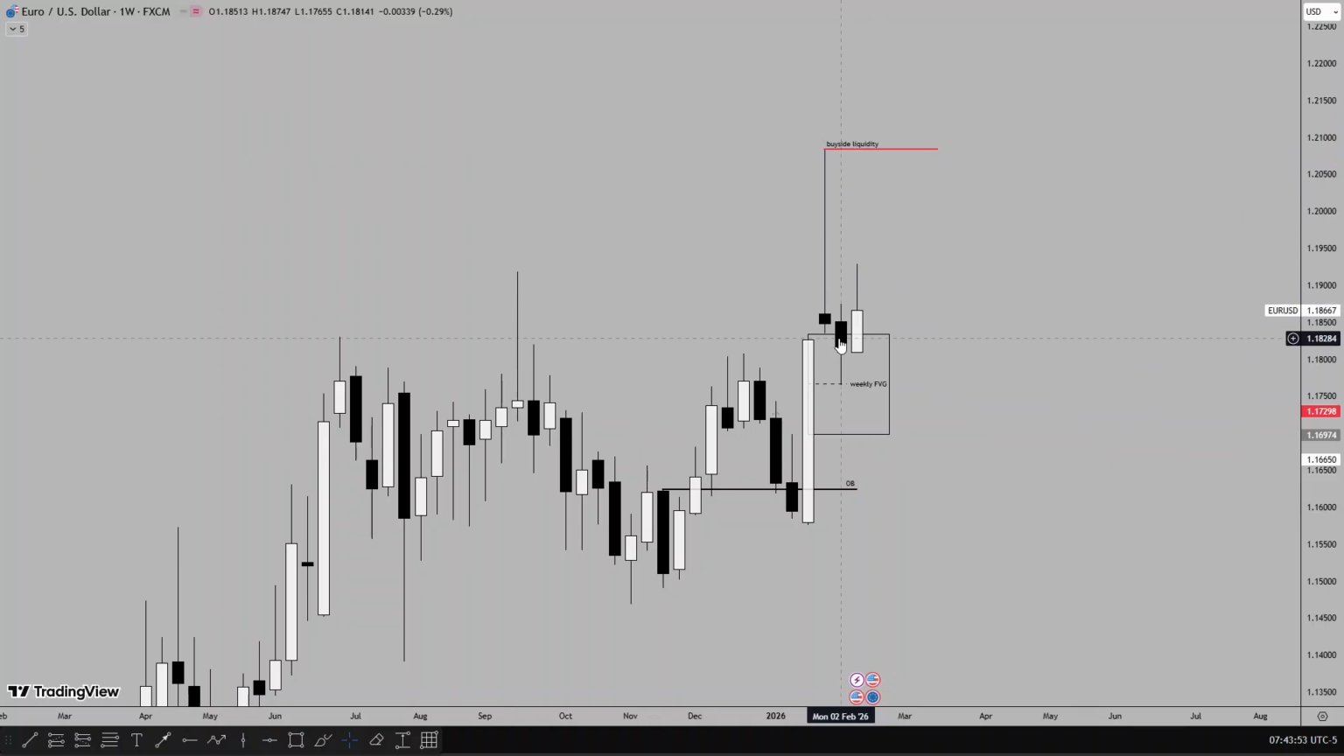Now, comparing this to the dollar index, you can see they're inversely correlated, so you can say they're still on the same bias. The difference is that I take trades directly from the Euro USD, not on the dollar index.